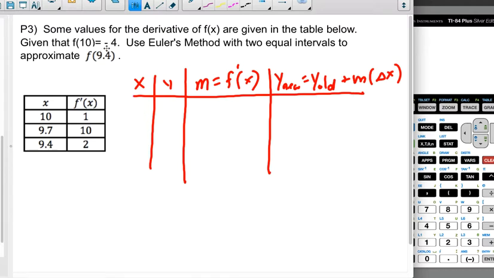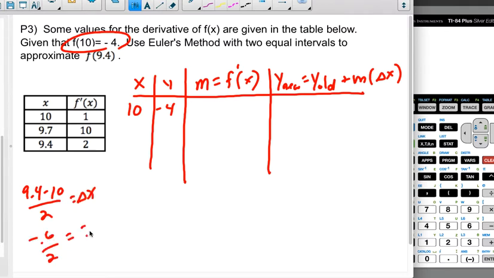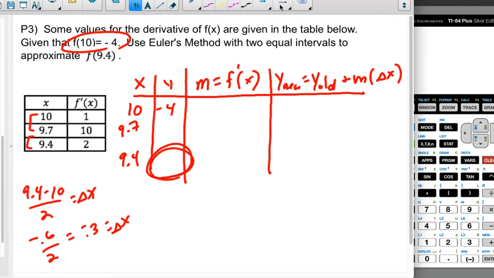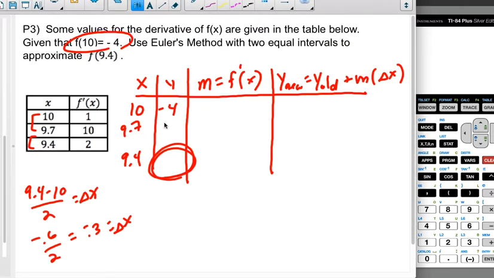So I'm given the starting point of 10 comma negative 4. I'm asked to get to 9.4 in two equal intervals. So 9.4 minus 10 all over 2 gives me a negative 0.6 over 2, or a negative 0.3, which totally jives with the table, right? Because you can see that this is going by negative 0.3. So it's not a surprise here. So this is the answer I'm going to want, right? Let's make this the smaller marker, all right? So I need f prime of 10. Well, f prime of 10 is a 1, right?